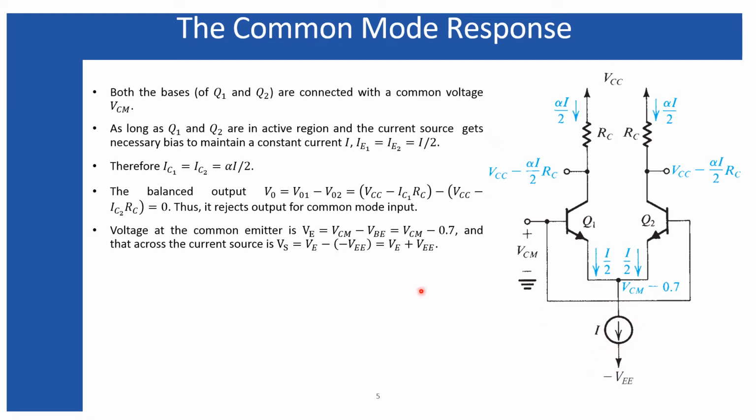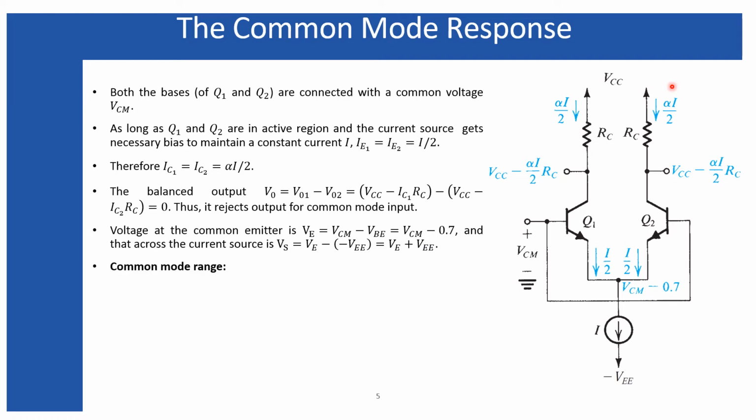When you know the emitter voltage, the voltage across the current source, which I named Vs, is equal to the emitter voltage minus the voltage source, so that will be VE plus VEE. That is why, for a common mode voltage, the current source gets sufficient voltage as long as this common mode voltage is greater than 0. For a common mode voltage less than 0, this V will be negative, and I will demonstrate it in my next slide.